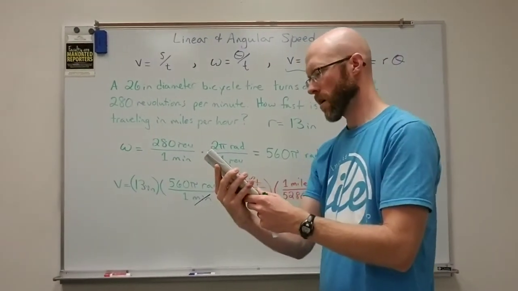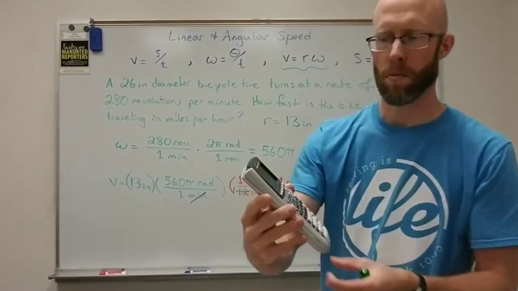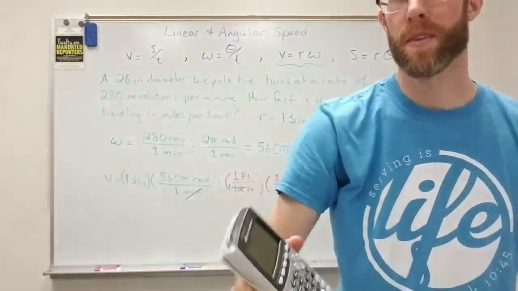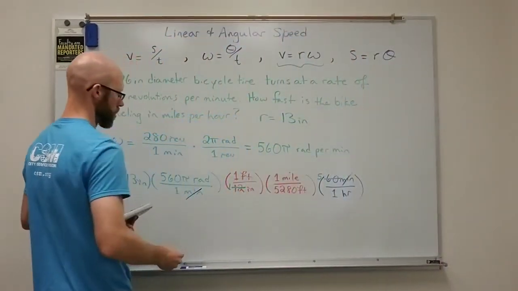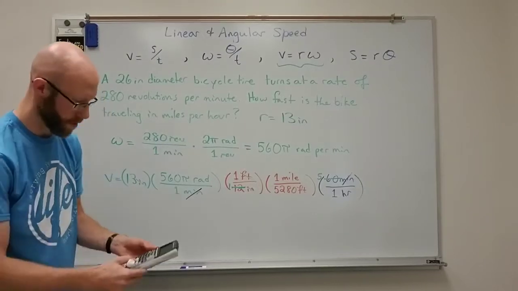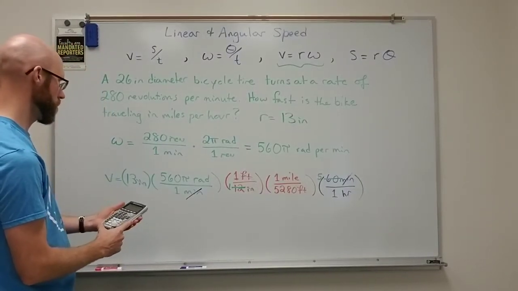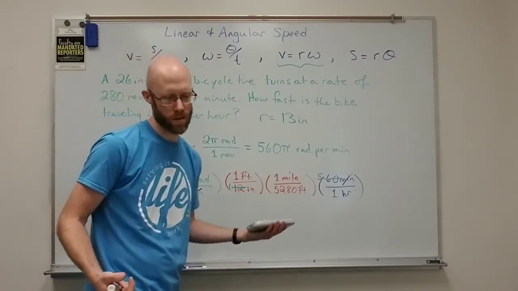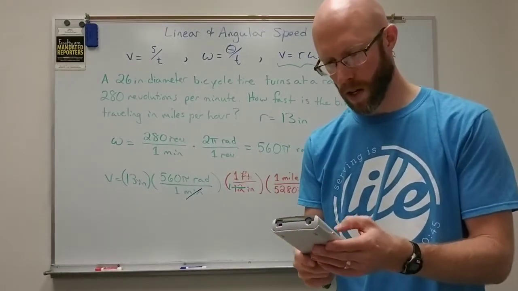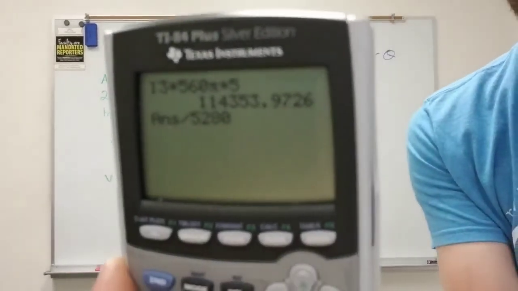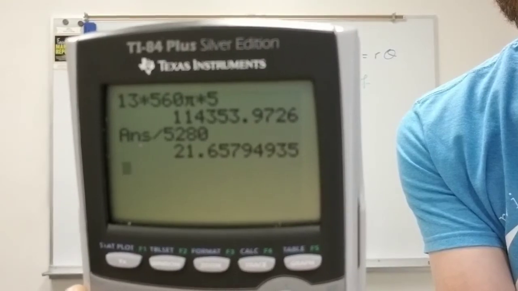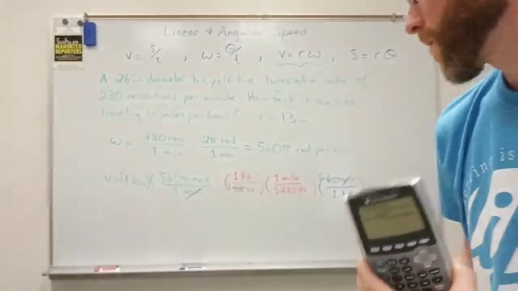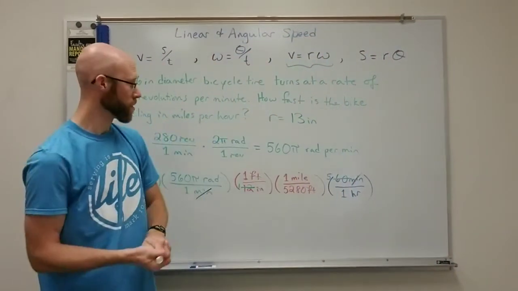Hit enter. Okay, and I get approximately that number, 114,000 something. Okay. So that's my numerator. Then I'm going to divide that answer. Well, you know what? I only have to divide by one thing. It's 5280. So you might as well just hit that. Divide by 5280. And I get about 21.7-ish.